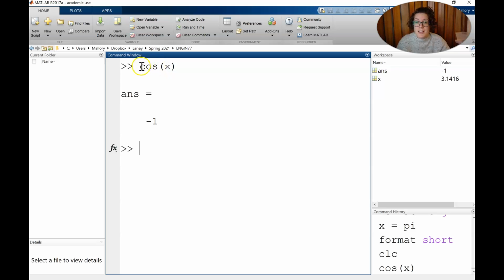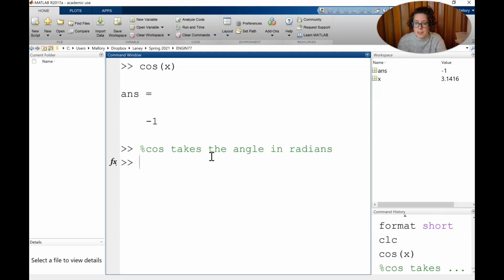This tells me that the function cosine takes the angle in radians. If I didn't know that, let's say I knew that cos is a function, but I'm not quite sure how to use it, MATLAB has a built-in help function. So the way that we use MATLAB help is we type in the word help and then space and then whatever function we're using, cos.